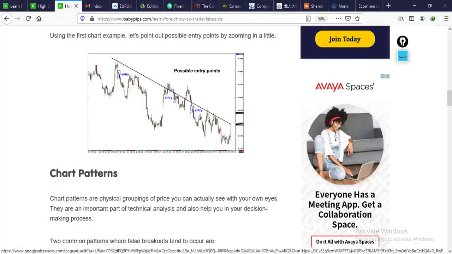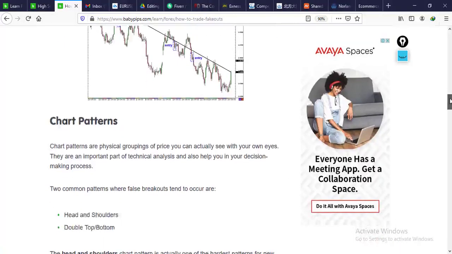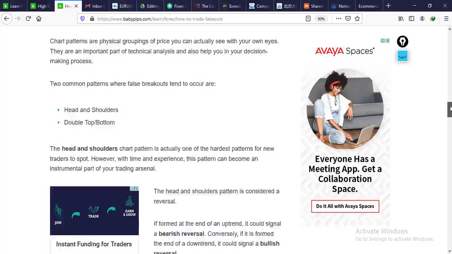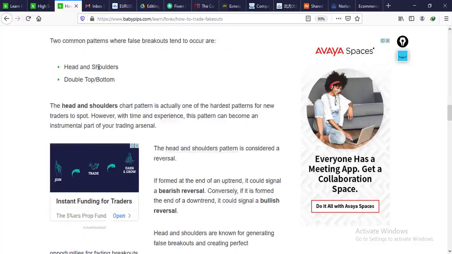Now I hope you understand that. So let's move on quickly, because this video is now getting up to an hour and I don't like that. Chart patterns are another scenario where fake outs occur most of the time. There are two commonly known chart patterns that institutions use to fake people out: one of them is head and shoulders, and the other is double top and double bottom.